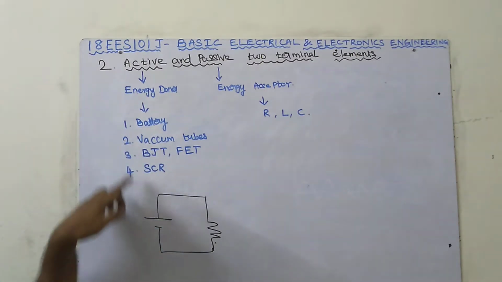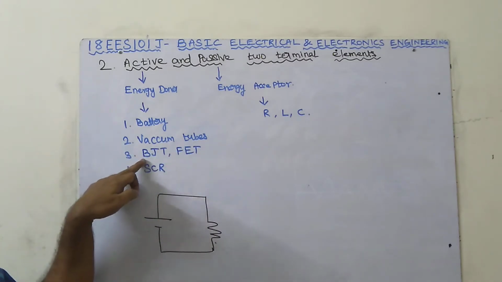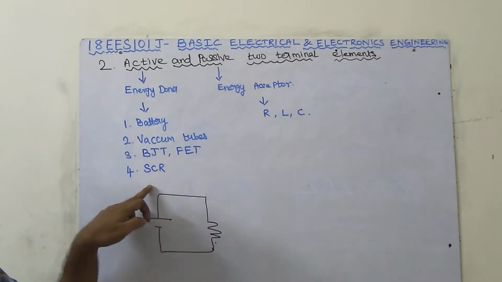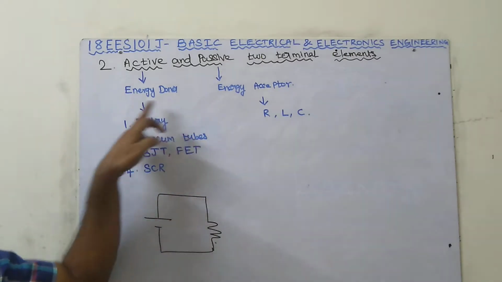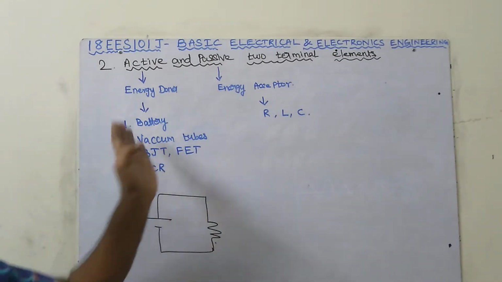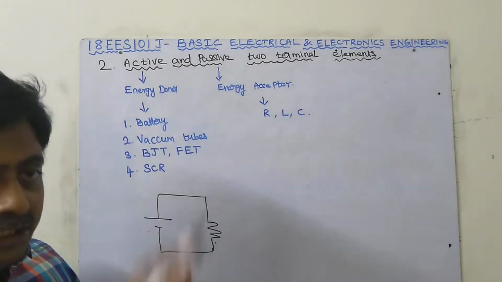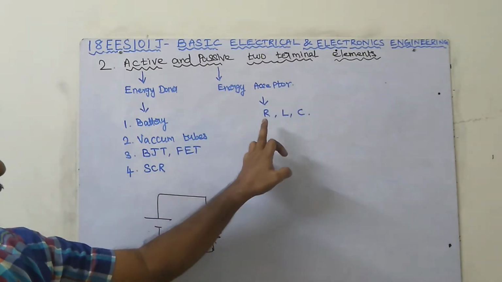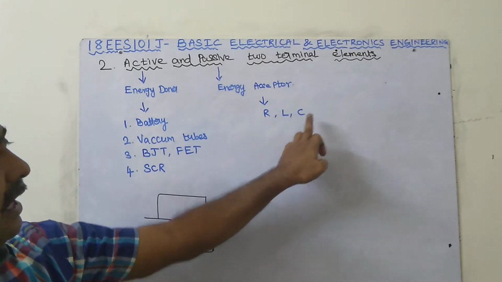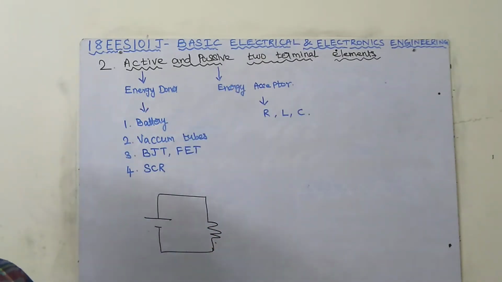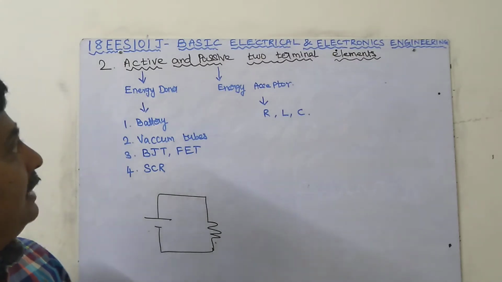This is a type of battery. Then vacuum tubes, transistors, BJT (bipolar junction transistor), field effect transistor, then SCRs. These will control the current, so these are all called active devices. Another thing is passive devices, which simply consume electric energy. For example, resistor, inductor and capacitor. So these are the active and passive two terminal elements. This is a simple thing.